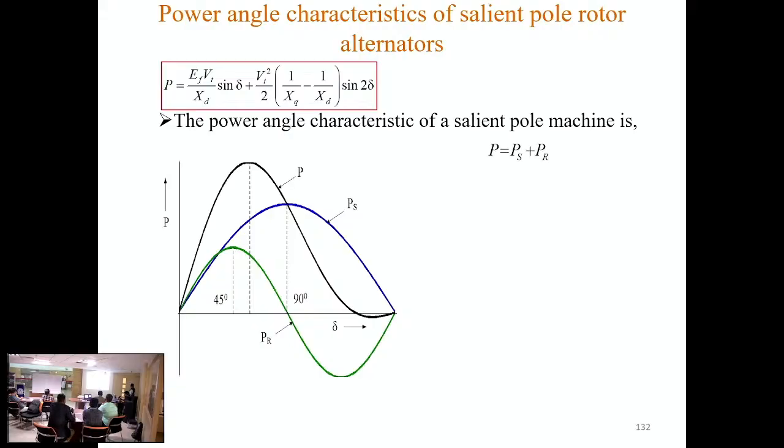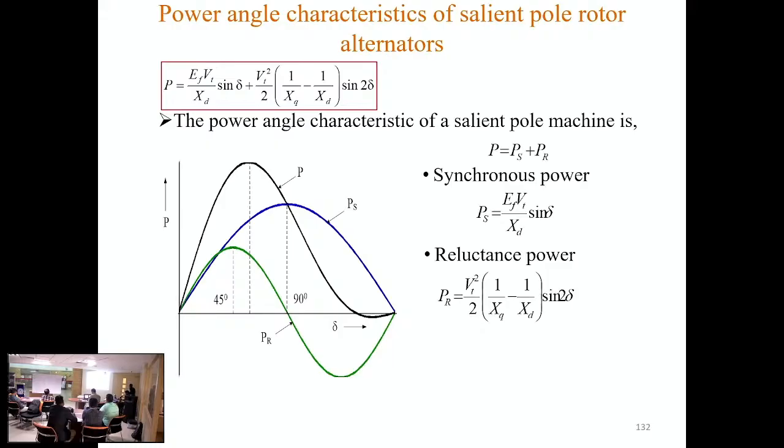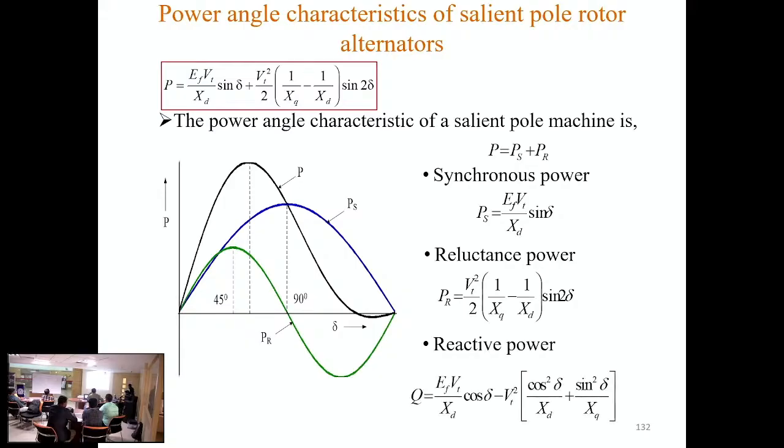Why is it called reluctance power? It depends on the reluctance principle only. That means if we run this machine as a motor and suddenly the field excitation gets disconnected, then this machine will continue to rotate as a motor, where this reluctance power will generate reluctance torque, and that will drive the motor. So the two components are synchronizing power and reluctance power, and also we can write the reactive power like this.